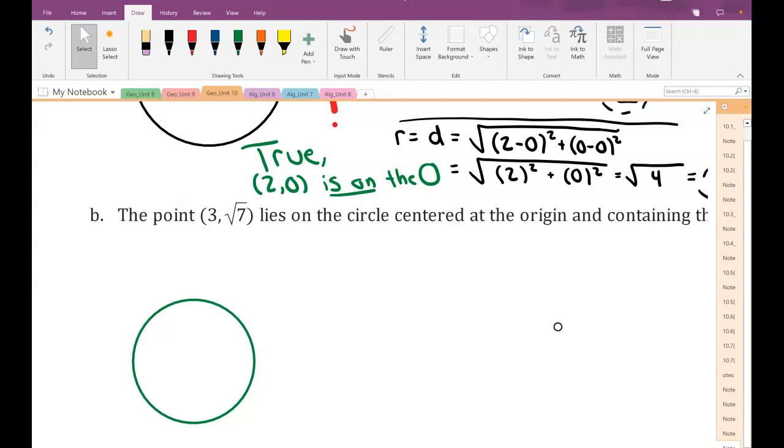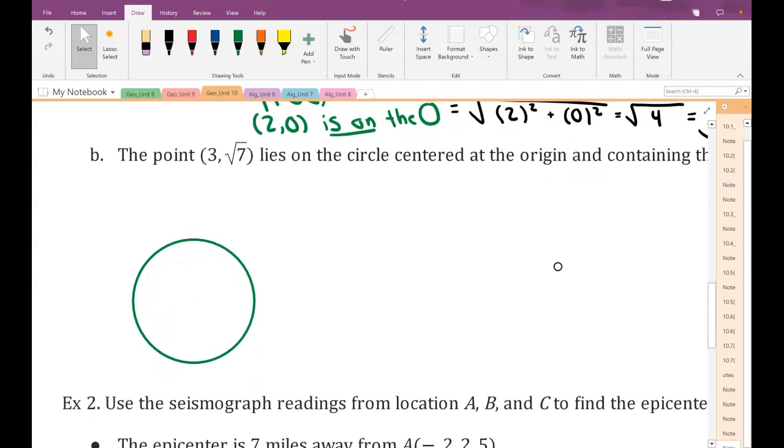So again, we're centered at the origin. So we're centered at 0, 0. We can make that our center, 0, 0. And we have the point 3, square root of 7 lies on the circle. We know that's true already; that's not what we're checking. So that would be right here, 3, square root of 7. Again, like I just said, the first time using the distance formula, you have to find what your radius is.